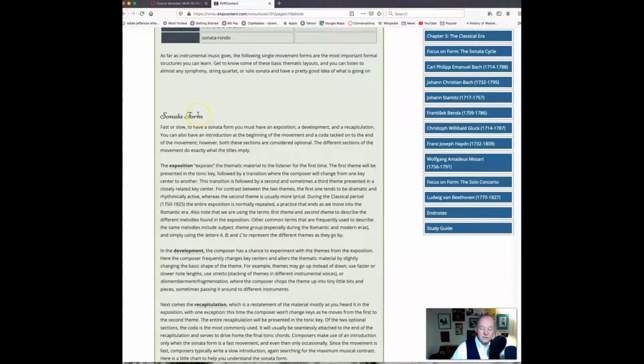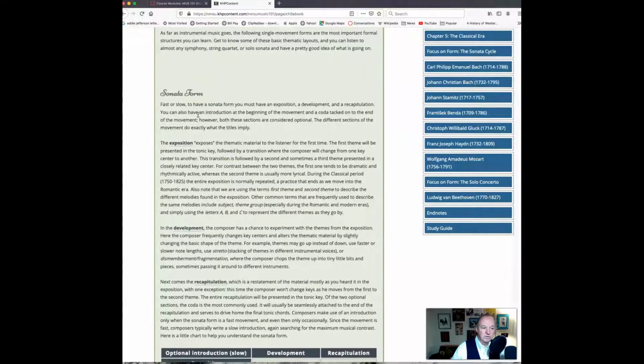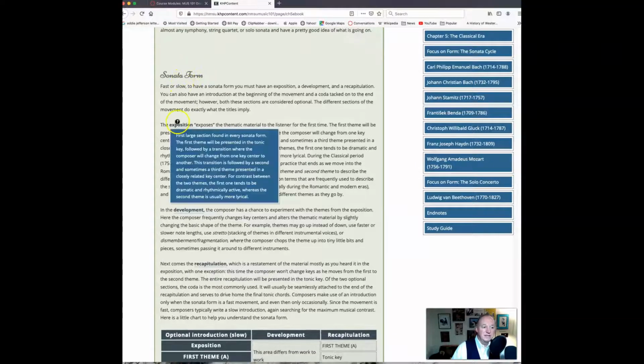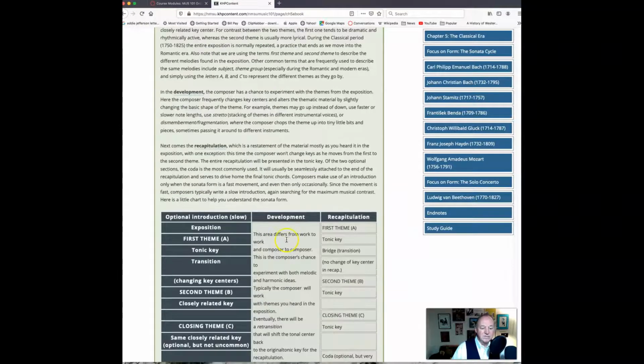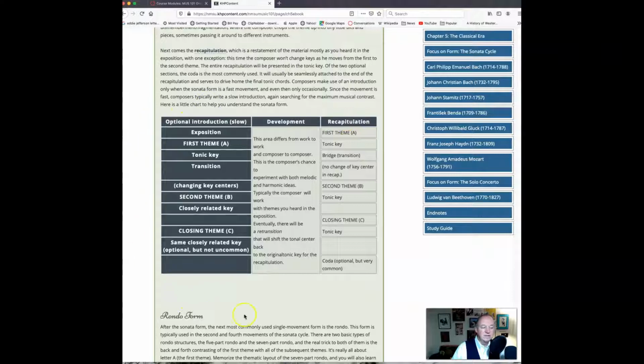So here we start explaining individual forms. Single movement forms. Like I said, you've got to have an exposition, a development, and a recapitulation. And again, here's a chart. Here's a chart for the single movement sonata form. It's the most important thing you can learn in this section. This chart and the one above it, that's what you've got to know.